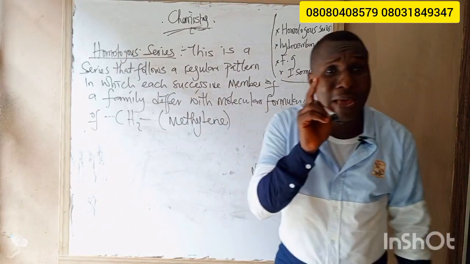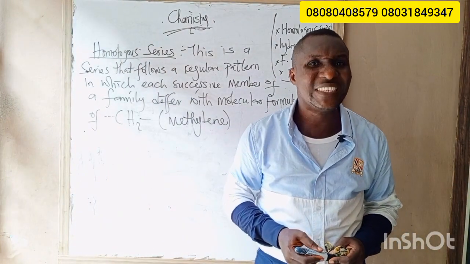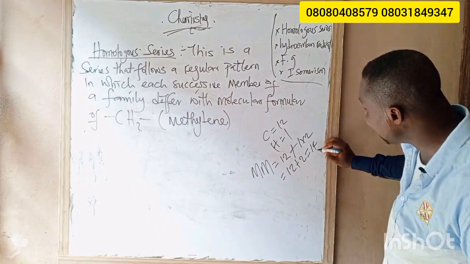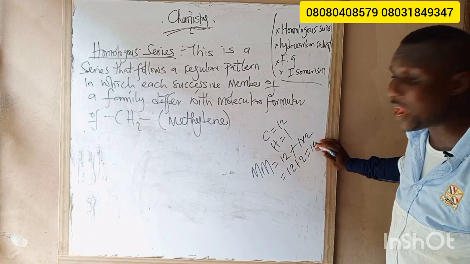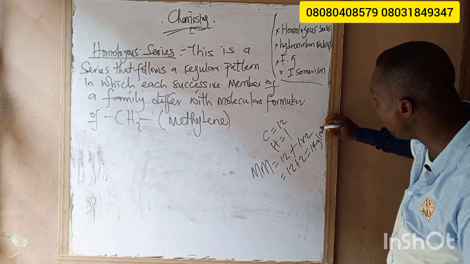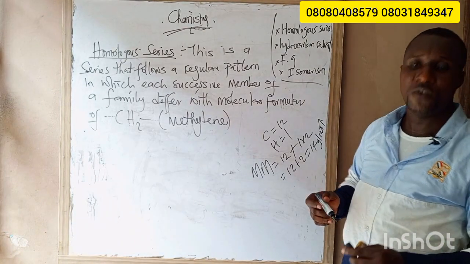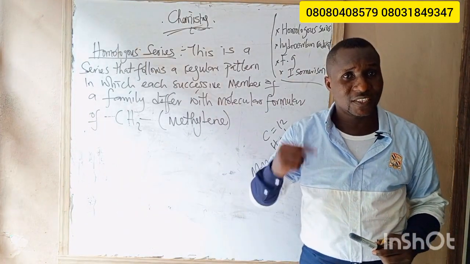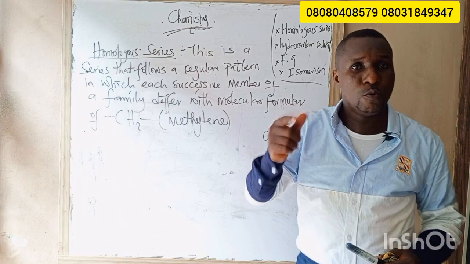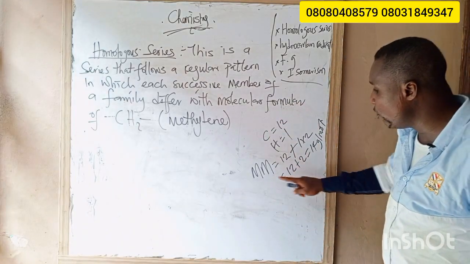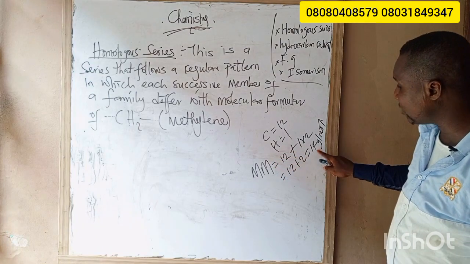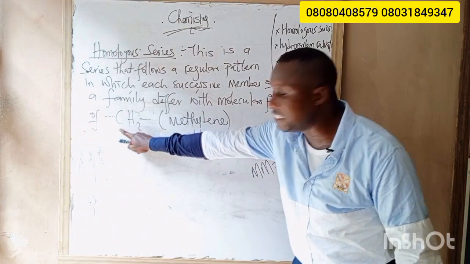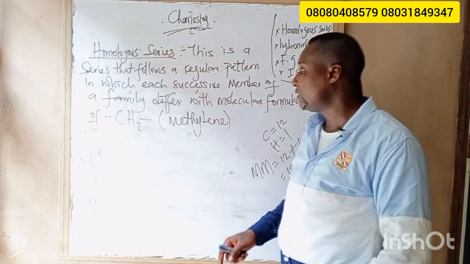That means each successive member of a homologous series differs by a molecular weight or molecular mass of 14 gram per mole, which is the same thing as methylene, that is CH2. Take note of that, CH2.